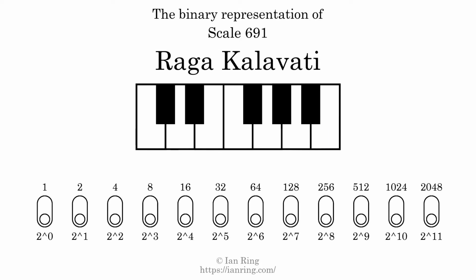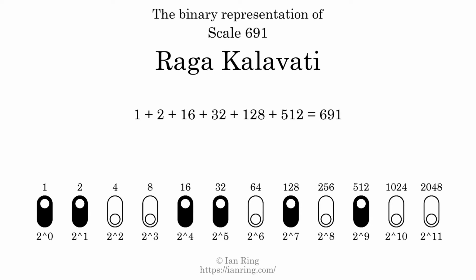The binary representation of this scale is determined by mapping tones of the scale to binary digits. Each binary digit represents a power of 2. To get the scale number, we add the powers of 2 together. The powers of 2 that are present in the scale, all added together, equals 691. That is why the scale number, in decimal, is 691.